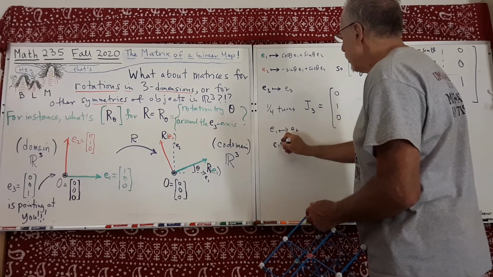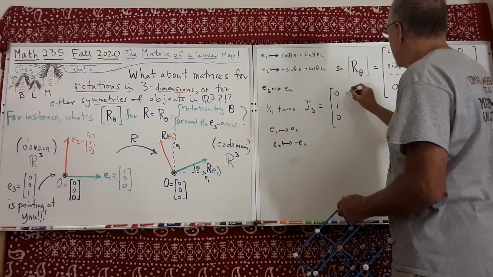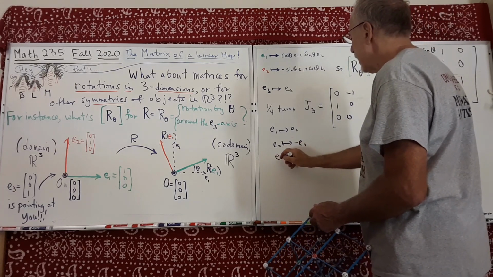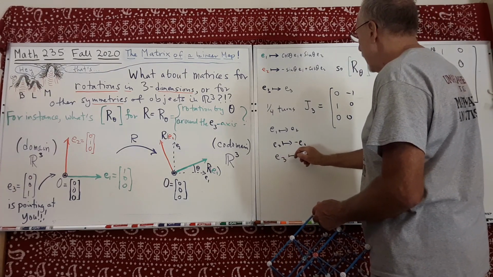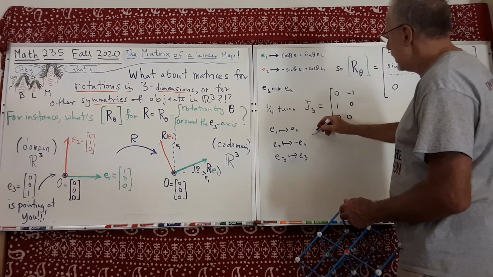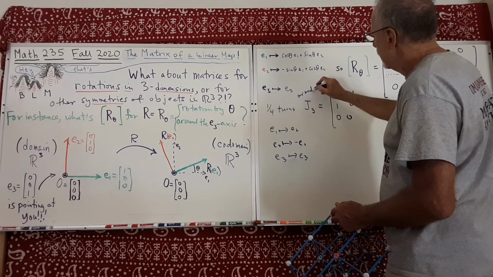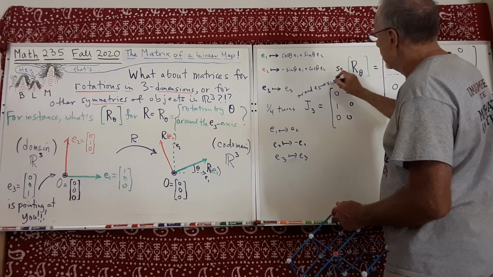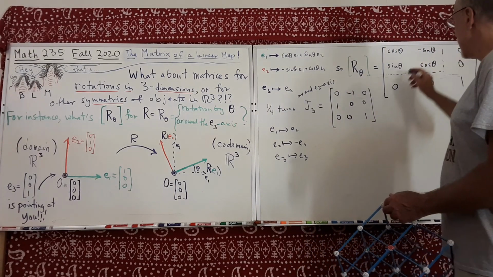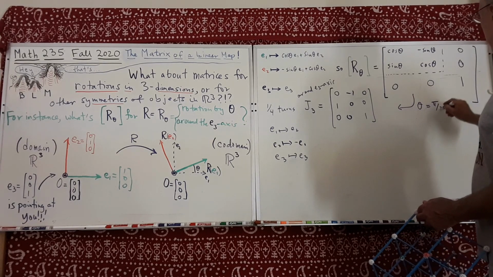E2 went to minus E1, so and E3 again goes to E3 if I make a quarter turn around the E3 axis. That's what that subscript says. So this guy here is around the E3 axis. And I have that guy. Which of course is that substituting in theta equals pi over 2 if you want to do it that way.